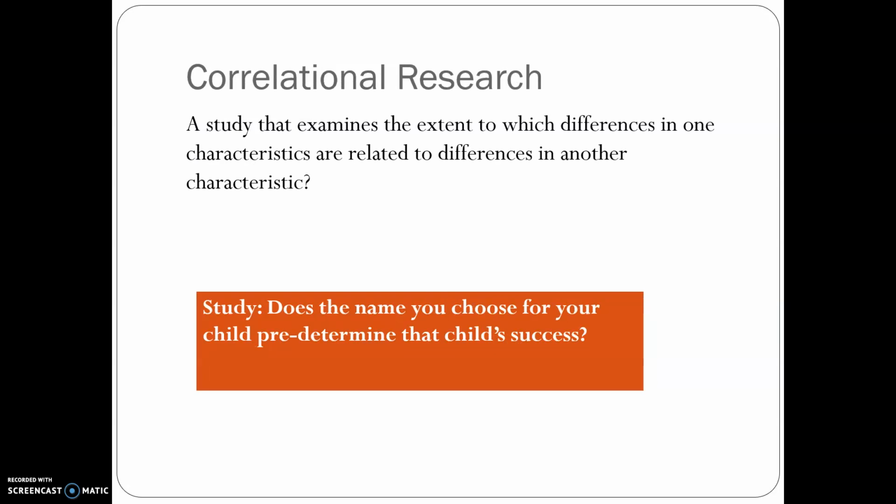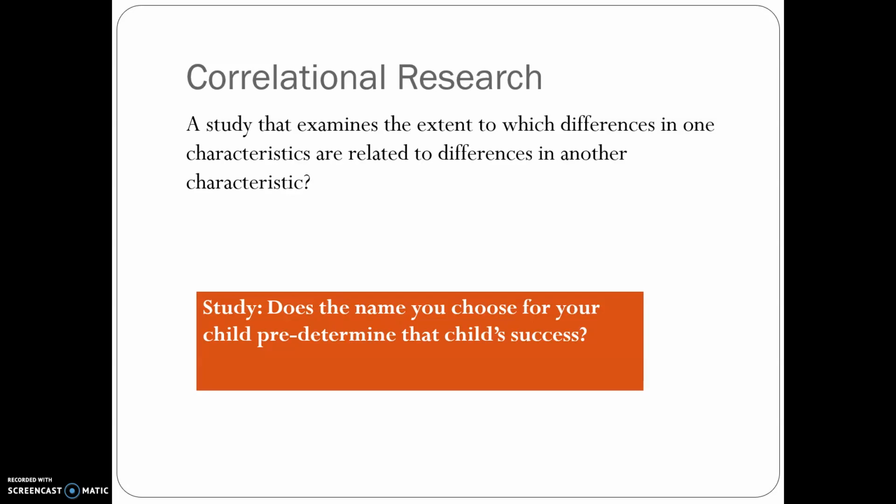Correlational research. This examines the extent to which differences in one characteristic are related to differences in another characteristic. So, for example, does the name you choose for your child predetermine that child's success? I know you're already thinking about particular names that you like or dislike and the success of the people who have those names. So, is there a relation between those two factors, success and name of the child?